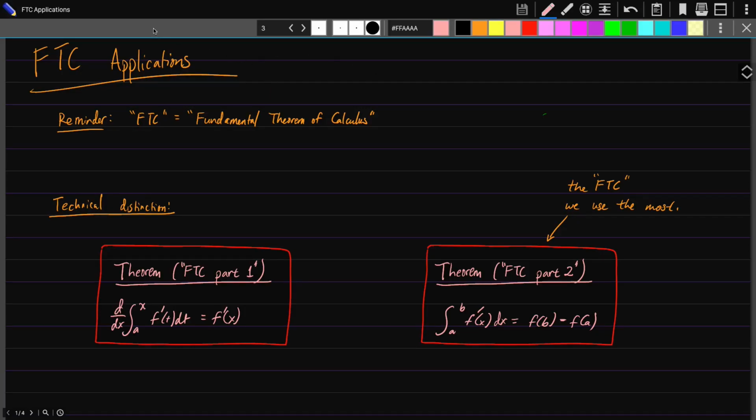Hi everybody. So the title of today's lesson is FTC Applications. And no, I'm not talking about how to get a job working for the Federal Trade Commission. I'm talking about the fundamental theorem of calculus.